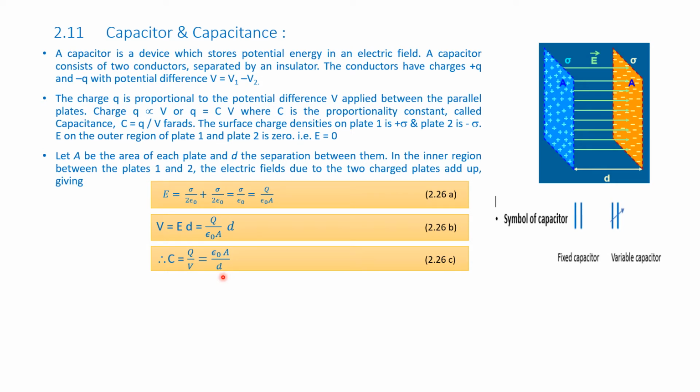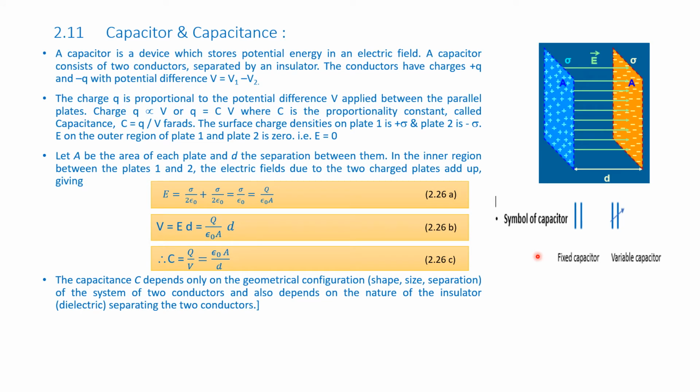The symbol of a capacitor is given in this figure. There are two symbols. For a fixed capacitor, we use parallel plates. As you know, a capacitor is made of two parallel plates, and hence this is the symbol we use in electrical circuits. This is the fixed capacitor. There are also variable capacitors whose capacitance value can be varied. Here it is represented by two plates with a cross arrow. This is a variable capacitor.